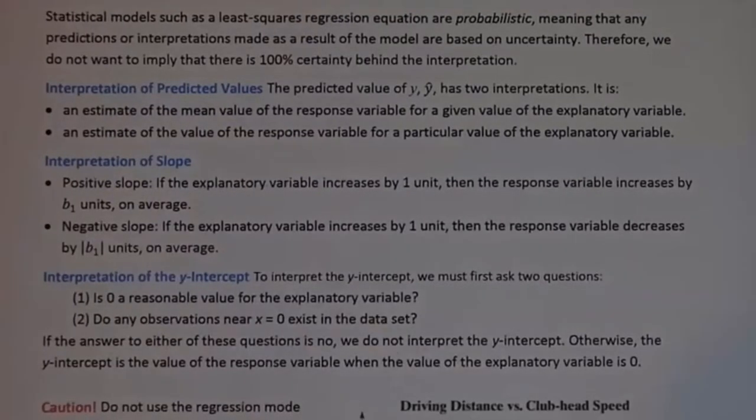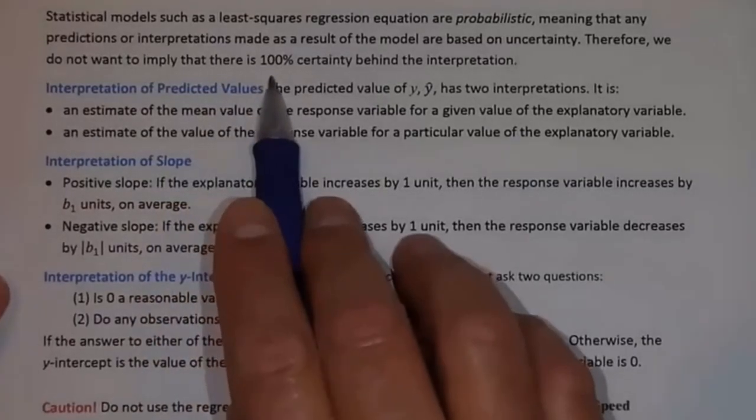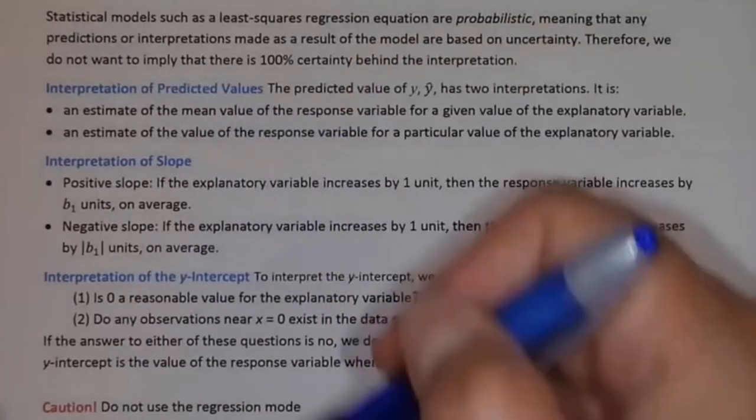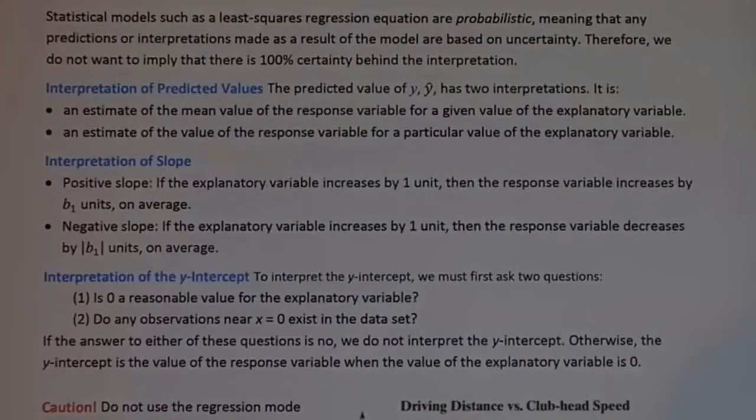Statistical models such as the least squares regression equation are probabilistic. So probabilistic models, what that means is that any predictions or interpretations made as a result of the model are based on uncertainty. It's based on probability, what's probably true. So there's not absolute certainty with any of our predictions. There's going to be variability. Therefore, we do not want to imply that there is 100% certainty behind the interpretations. So when we make interpretations, which we're about to talk about, these are probabilistic. They're not absolute. That's the first point.